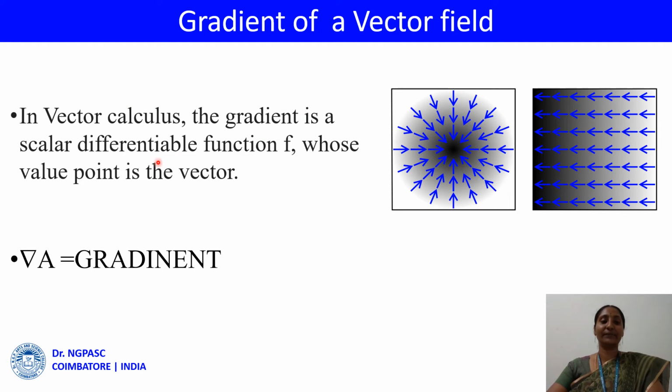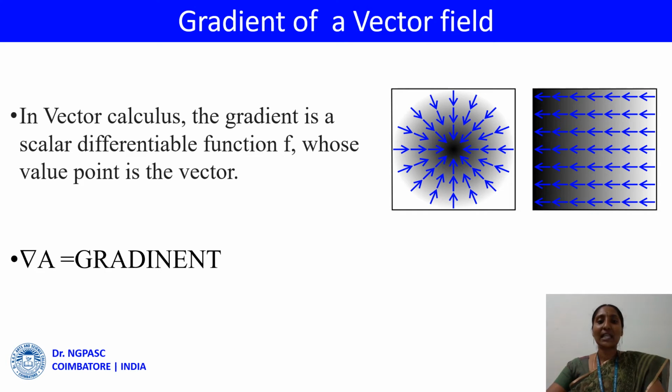Gradient of a vector field. In vector calculus, the gradient is of a scalar differentiable function whose value at a point is a vector. How do we write a gradient? Del A is the gradient. Here del is written as an upside down triangle, and we pronounce it as del. It is denoted as a vector differential operator. In this figure, the blue lines denote the direction and the gray scale denotes the value of the function.